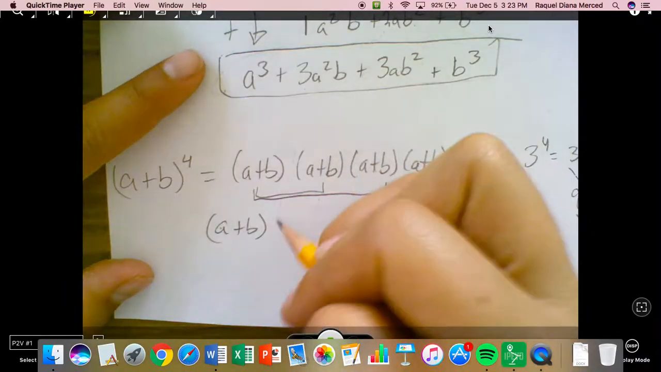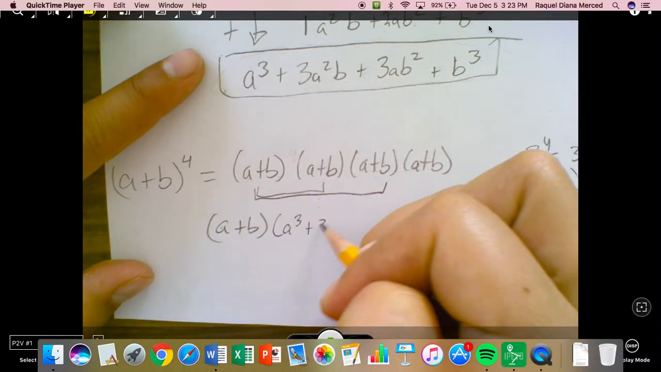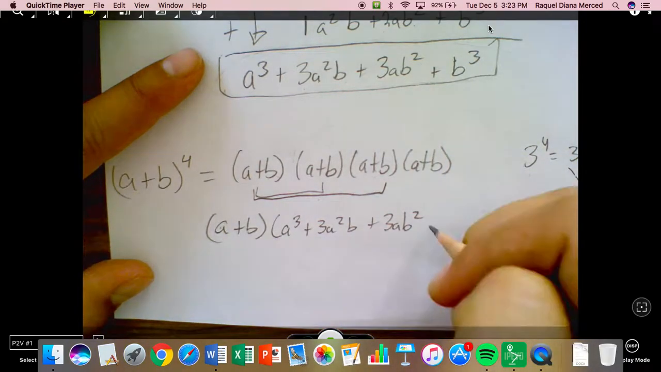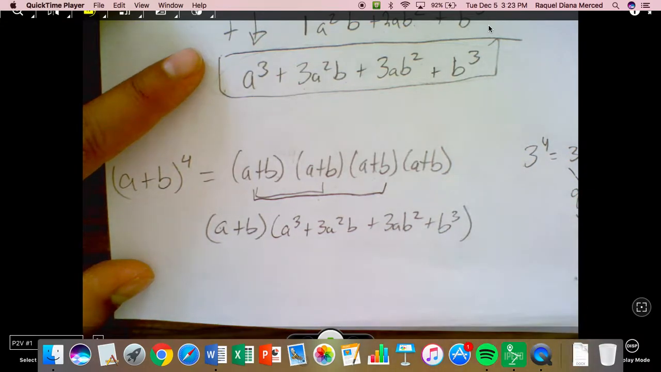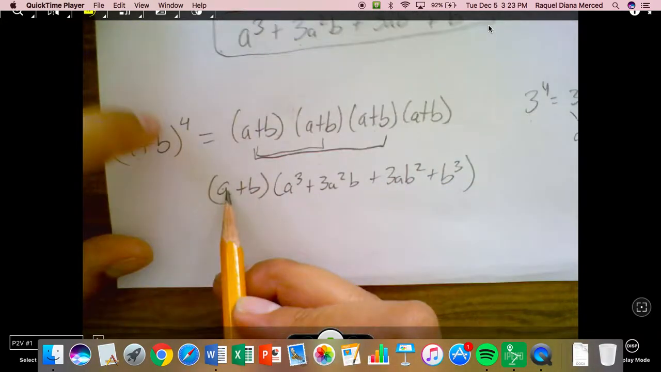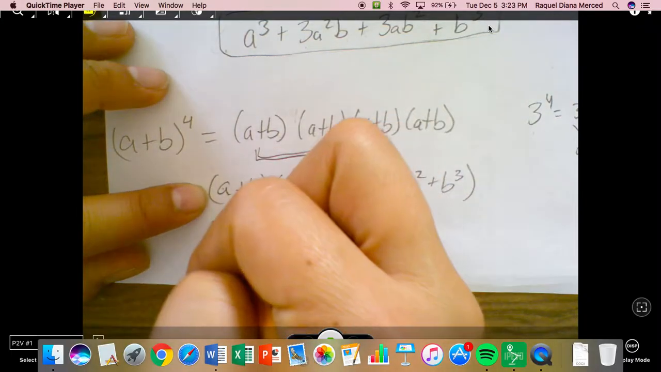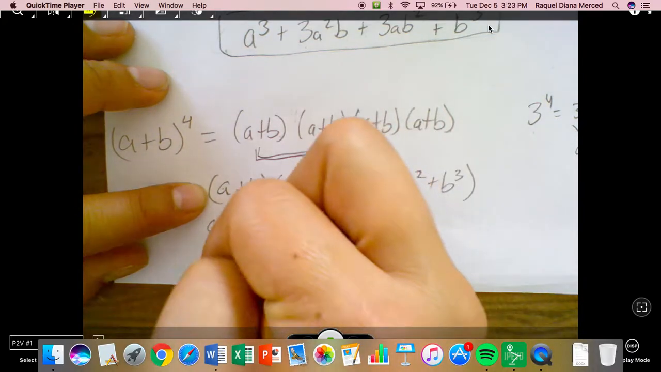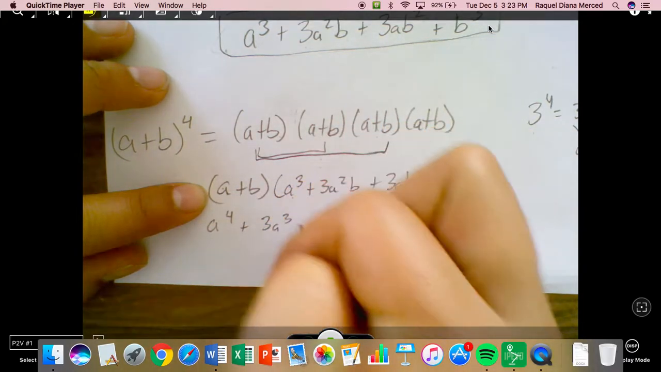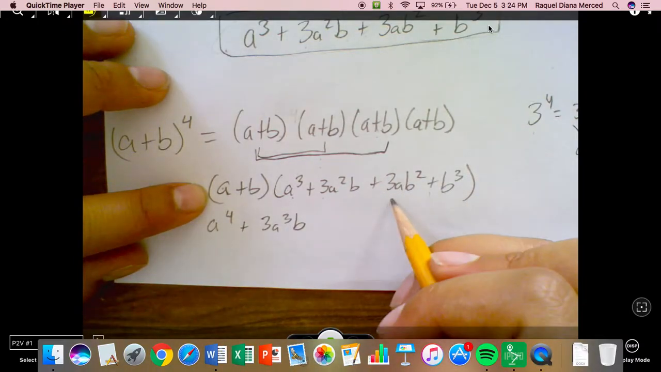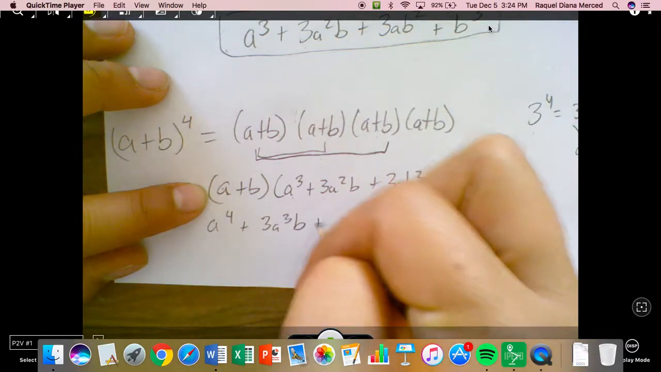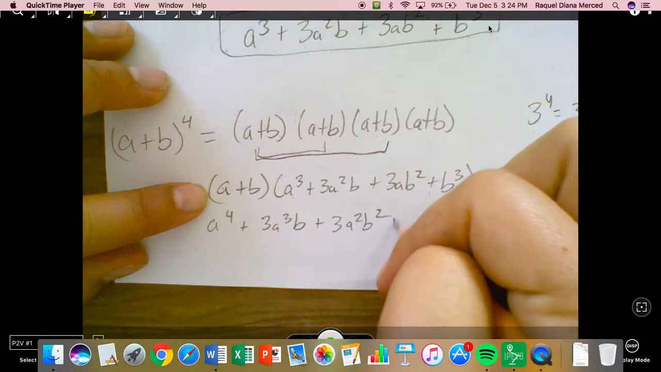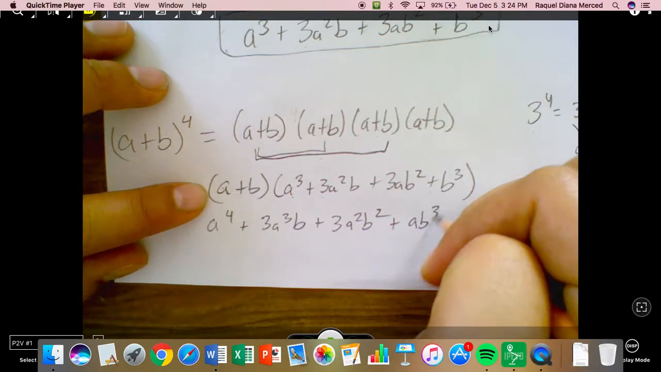So I'm just going to rewrite the expansion: a to the third plus 3a squared b plus 3ab squared plus b to the third. Okay, and then I'm going to multiply this. A times a to the third is a to the fourth. A times 3a squared b is 3a to the third b. A times 3ab squared is 3a squared b squared. And then a times b to the third is ab to the third.